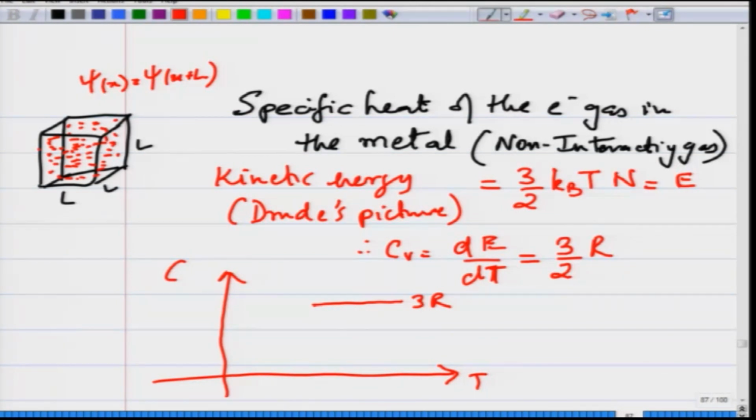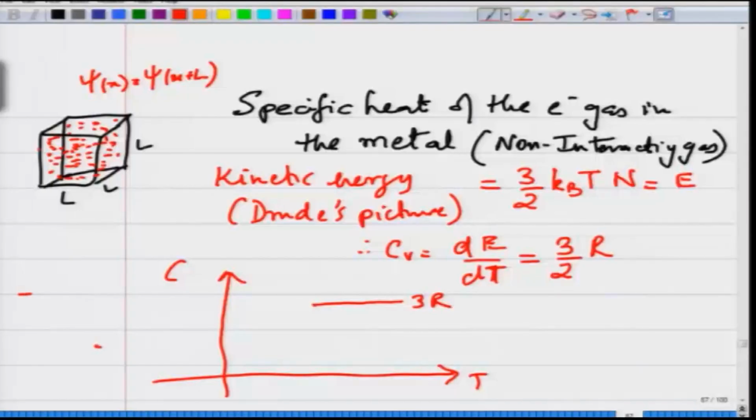We have not talked about the ions, but those ions are vibrating. As you supply heat to the system, they absorb energy and start vibrating, and as they vibrate there is a change in the energy of the system. So, that governs the specific heat of the system. There is a contribution to the specific heat coming from the positive ions present inside the solid.